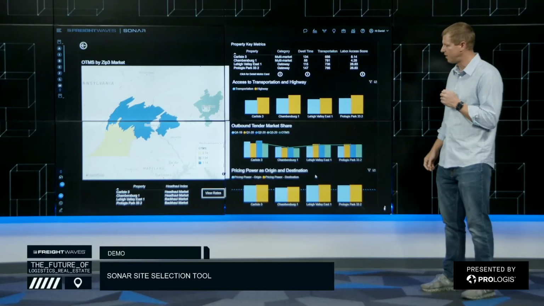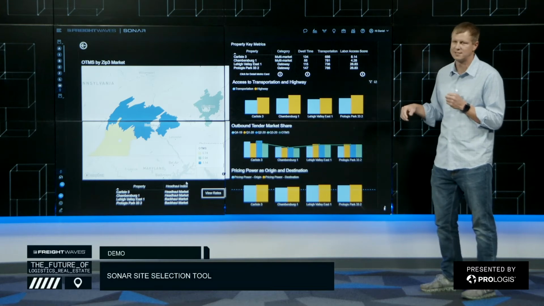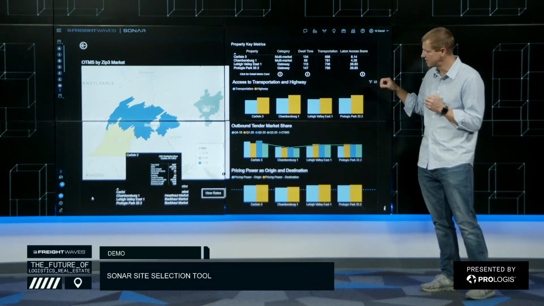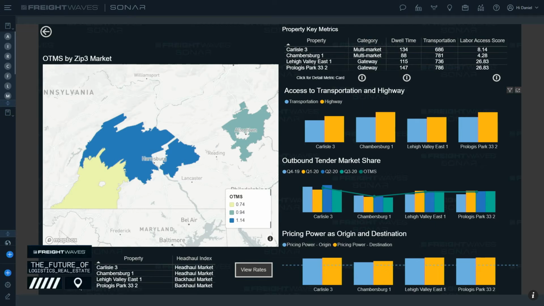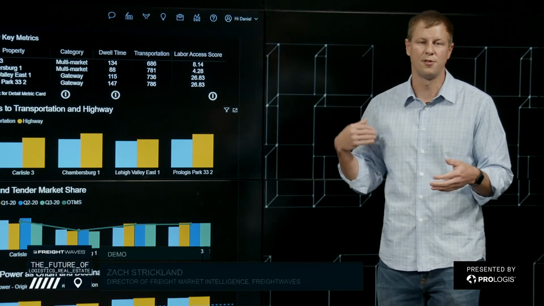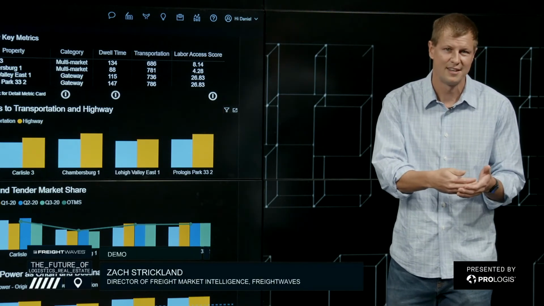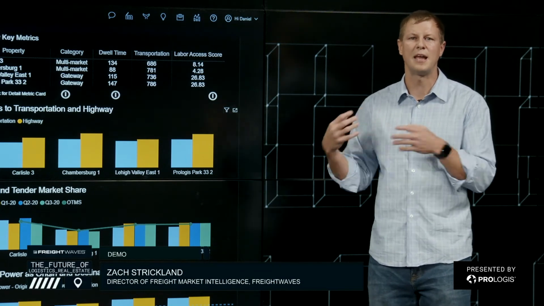Looking over there on the bottom left, you're going to see head haul index. Now the head haul index is going to tell you whether or not a market has more outbound than inbound. A head haul market has more outbound than inbound. Again, carriers, just like with the pricing power index, like going into markets that have a lot more outbound than there is inbound. So we call that a head haul market, and they will price lower coming into that market just because they know that they can get freight coming out.